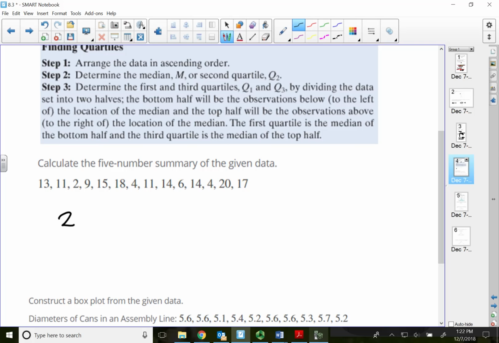So that's 2, 3, 4, 5, 6, 4. I do have a 4. I do have a 6, 7. Oh, I got 2 4s. See how easy it is to mess up? A 9.